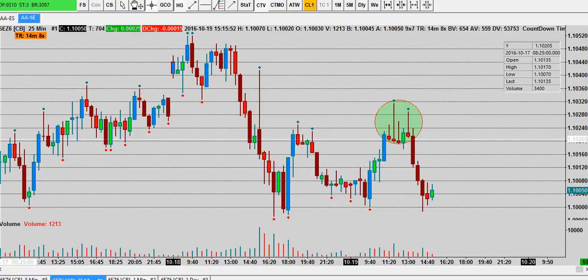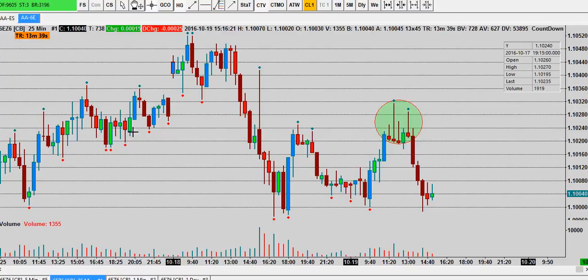This is a trade in the Euro USD future contract I took earlier this day, and the interesting part in this trade is that it combines 3 of our setups. That is, it combines 3 of our basic concepts of the trading plan.